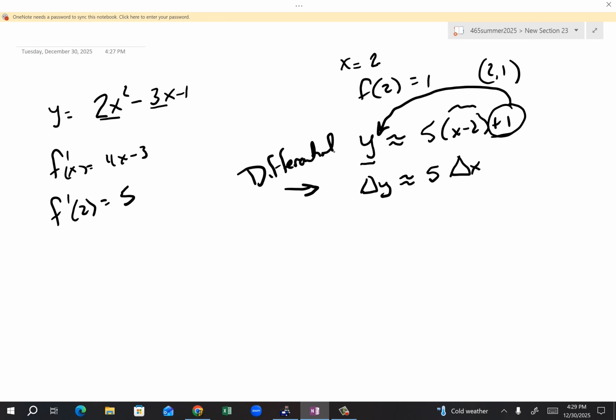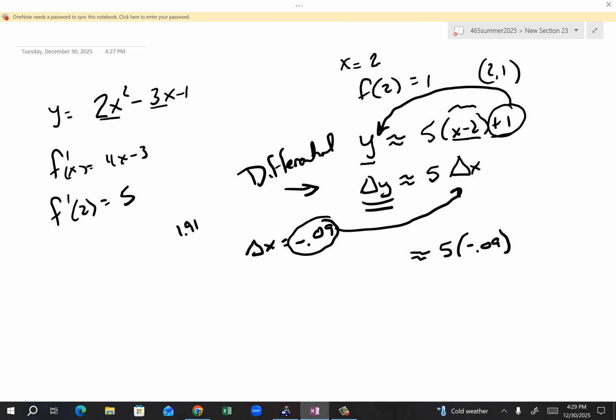So what I want to know is this. What is the change in y when x is 2, when I move to the right or to the left a certain amount? Well, in our case, I want to go from 2 to 1.91. So that means my delta x would be negative 0.09. You with me? I'm just going to plug that in. I did it in my head. Because 1.91 minus 2 is negative 0.09.